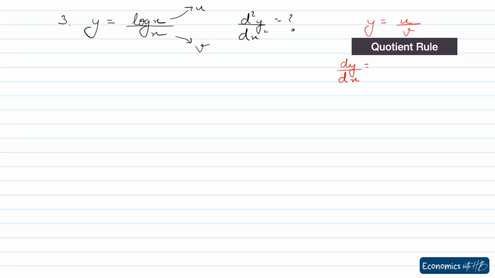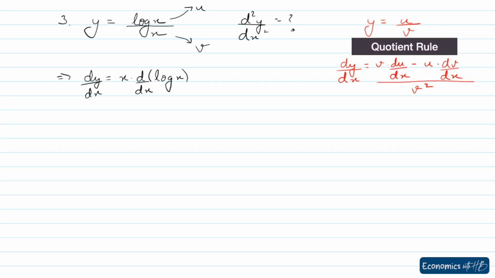v du by dx minus u into dv by dx over v square. So here we get dy by dx is equal to x into d by dx of log x minus u as it is, which is log x, into dv by dx, which is d by dx of x, over x square.